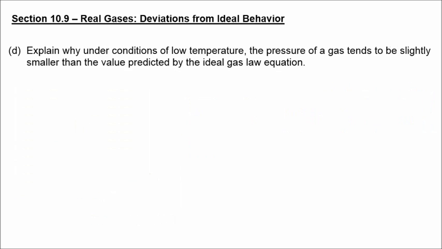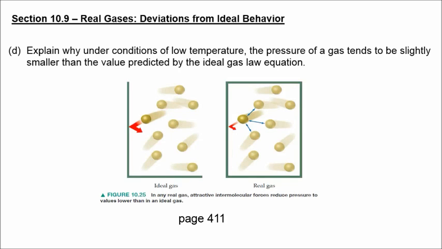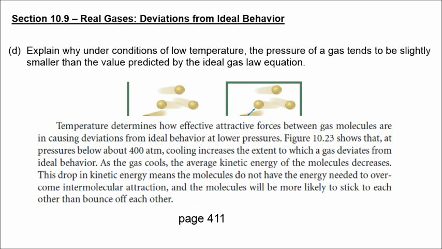Now explain why under conditions of low temperature, the pressure of a gas tends to be slightly smaller than the value predicted by the ideal gas law equation. Well, what's going on here is that when particles are moving rapidly and randomly in all directions, they experience no attractive forces. But when you slow them down at low temperature, then the attractive forces are going to cause the molecules to stick a little bit to each other, and they're not going to collide with the container walls as much. So temperature determines how effective attractive forces between gas molecules are.